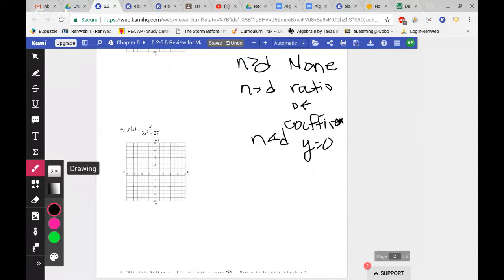So let's just take a look at it. What is the degree of the numerator? What is x raised to? They said 1. Good job. So what is the degree of the denominator? What is that x raised to? And they're saying 2. Good job, guys. So the numerator is less than the denominator. So it falls into this category. What would your horizontal asymptote be?